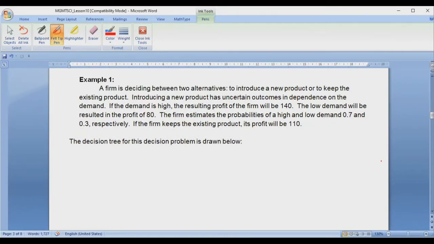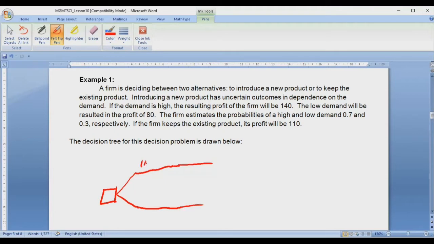A firm is deciding between two alternatives, to introduce a new product or to keep the existing product. Okay? So first, you need to draw a decision node, and then you draw two arcs like this. They have two decisions or two alternatives: either to introduce a new product or to keep the existing product.